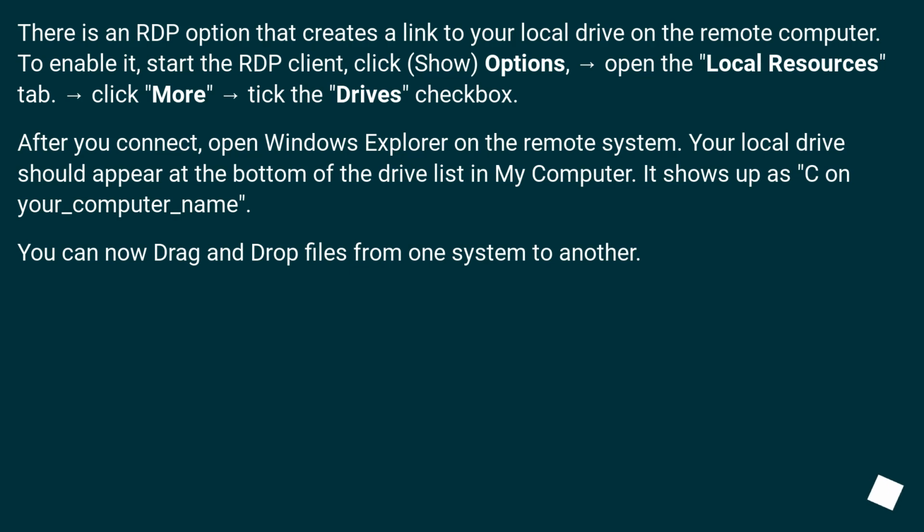There is an RDP option that creates a link to your local drive on the remote computer. To enable it, start the RDP client, click Show Options, open the Local Resources tab. Click More, tick the Drives checkbox. After you connect, open Windows Explorer on the remote system. Your local drive should appear at the bottom of the drive list in My Computer. It shows up as C on your computer name. You can now drag and drop files from one system to another.